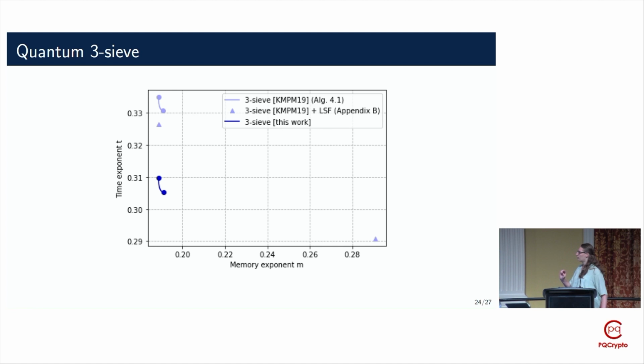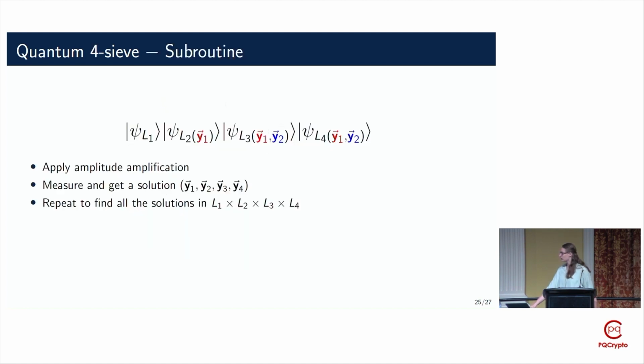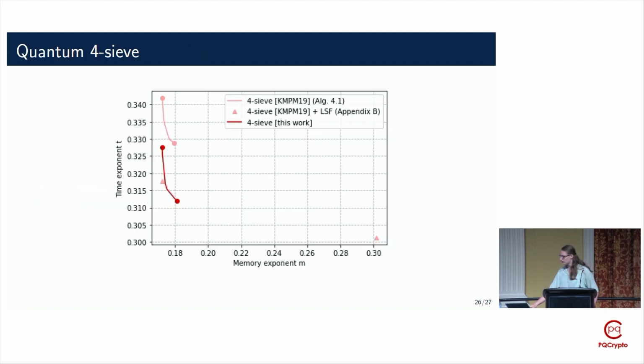So here, the curve above is the algorithm without filtering. The triangles are the result for the other kind of filtering. And here we see that for the low memory regime, we have better performance. And for the four-sieve, exactly the same strategy. Here we improve the algorithm without filtering, but the other kind of filtering is better.